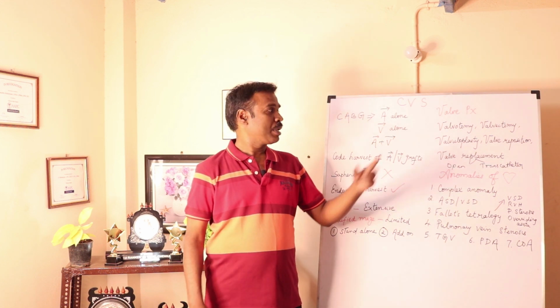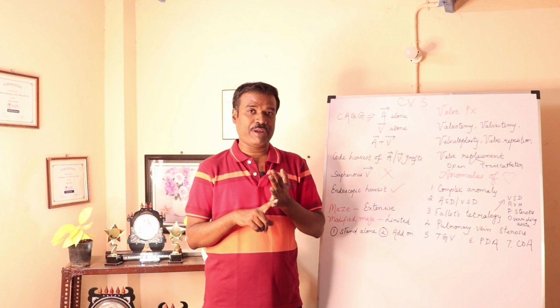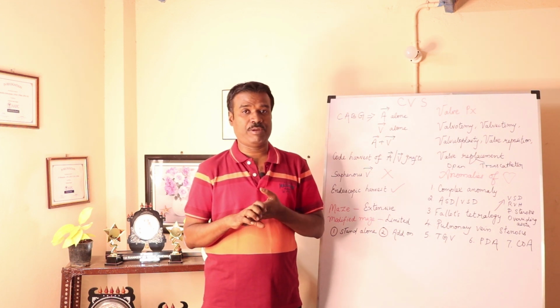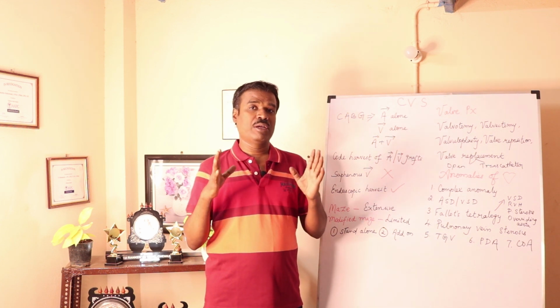in a valve. As you are aware, there are so many valves. They are the pulmonary valve, aortic valve, mitral valve and the tricuspid valve. We have 4 valves. Please go and read the anatomy for good understanding.